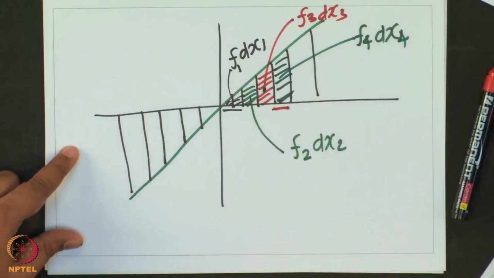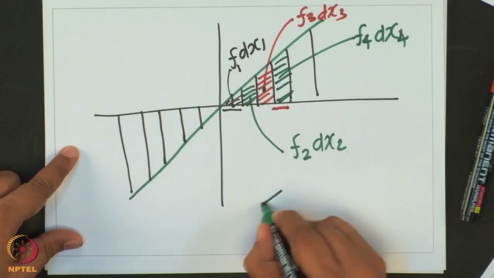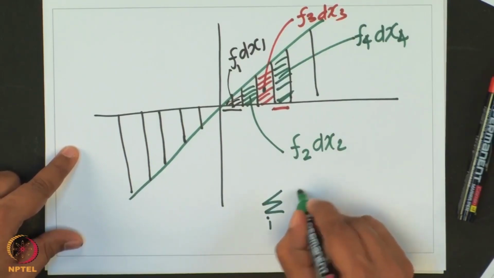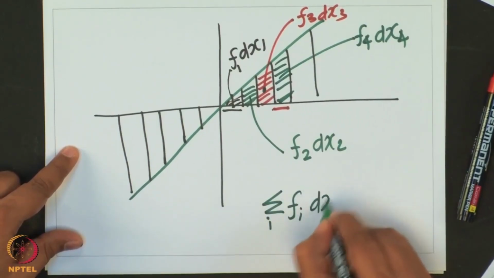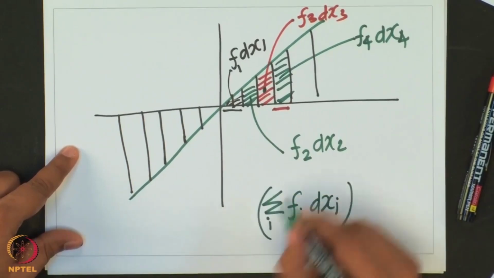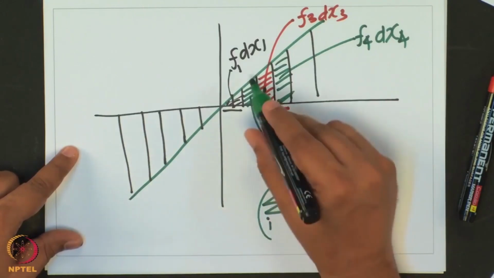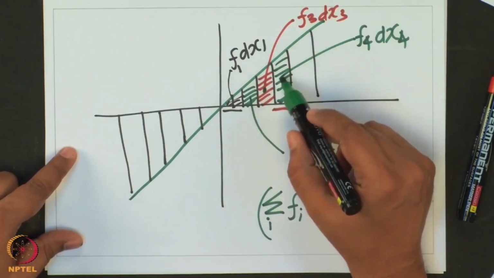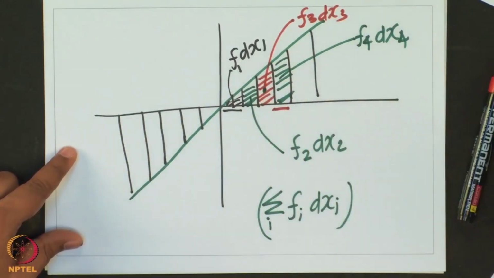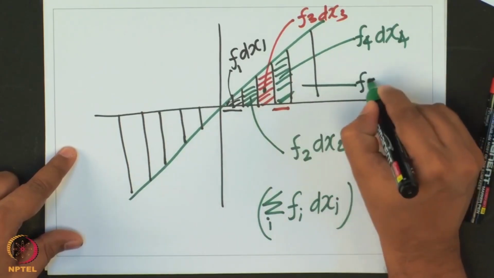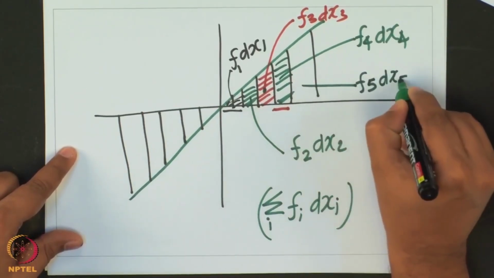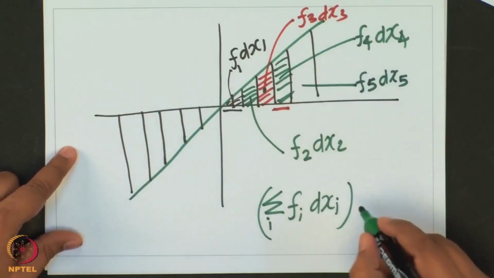So I can do the sum over i of fi dxi, and this would give me the total area here: f1 dx1 plus f2 dx2 plus f3 dx3 plus f4 dx4 plus f5 dx5. This would give me the total area here.